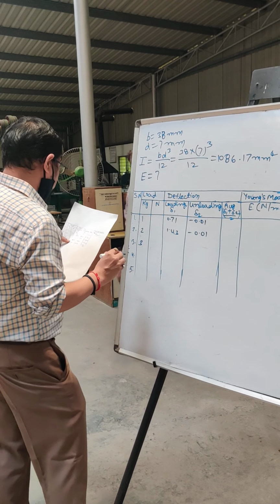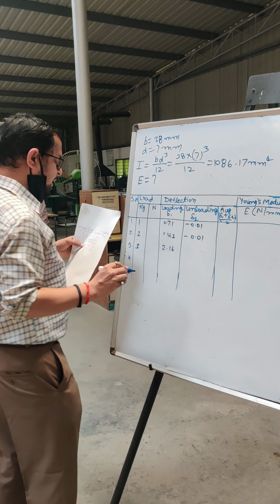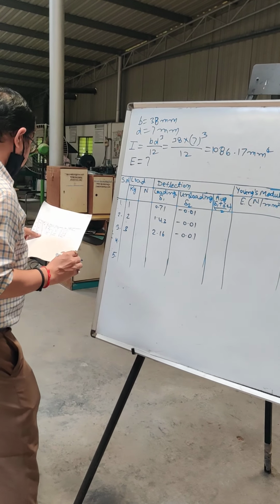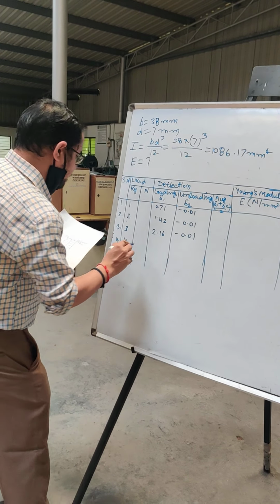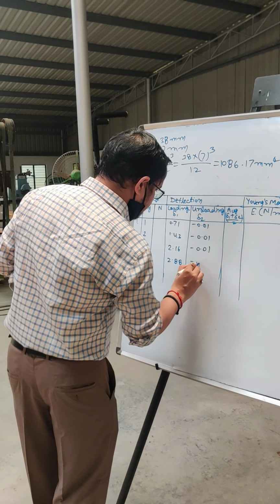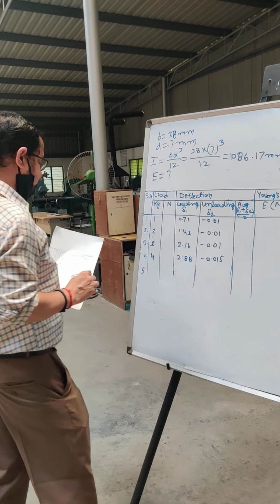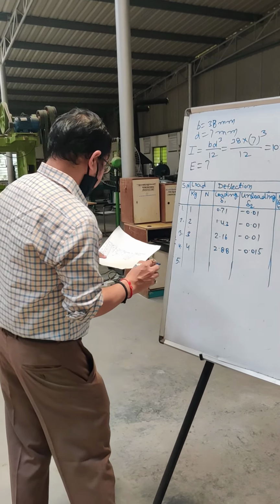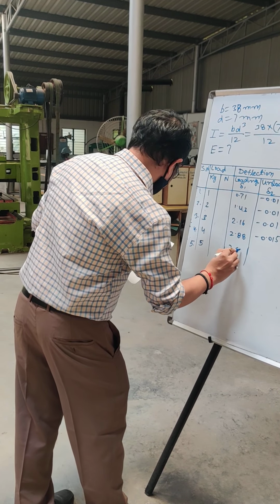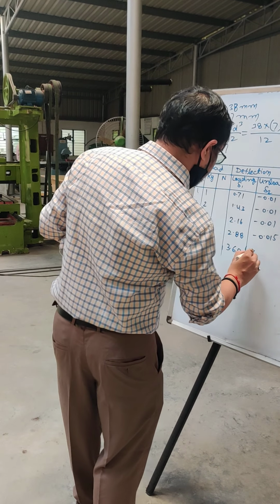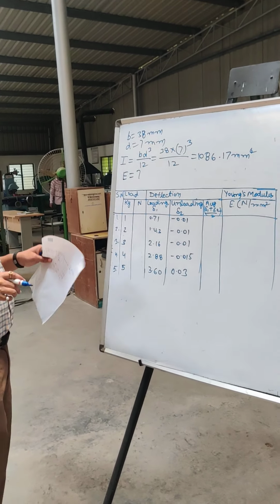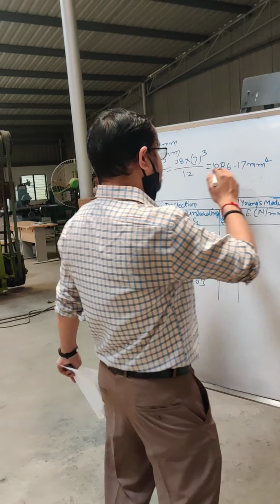Next, 3 kg, 2.16, and this is 0.01. Next, for 4 kg, 2.88, and this -0.015. Next, for 5 kg, 3.60, and here 0.03. So this is about the readings, and we have to convert this kg into Newton.